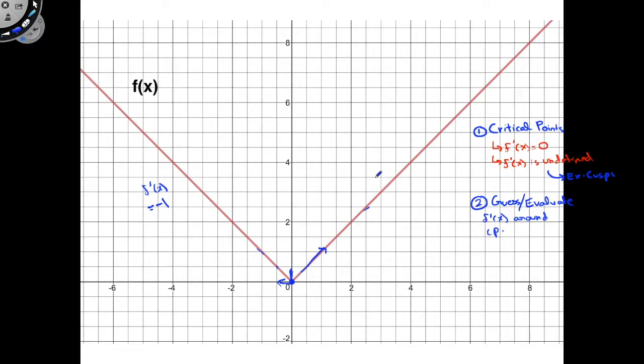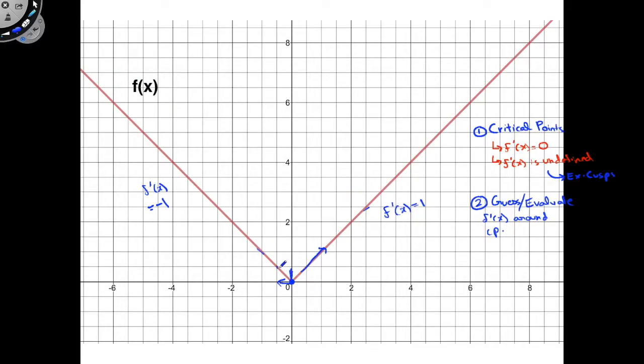To the right, it's the same thing, right? You're rising 1 for every run of 1, so your rise over run is just 1. So you say that f prime of x equals 1.